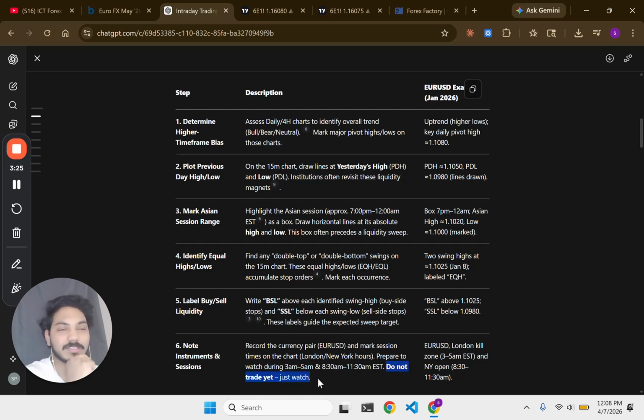Do not trade yet, just watch. This is my backtesting stage, so I don't want to take any trades. Maybe once we are done with all of the 3 to 4 months of backtesting, we can use a demo account, the 100K that the TradingView demo account offers, and place some trades to see how we are doing. And okay, let's start with the higher time frame bias.